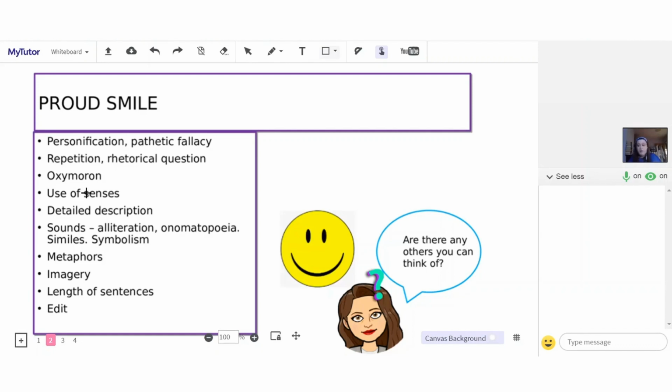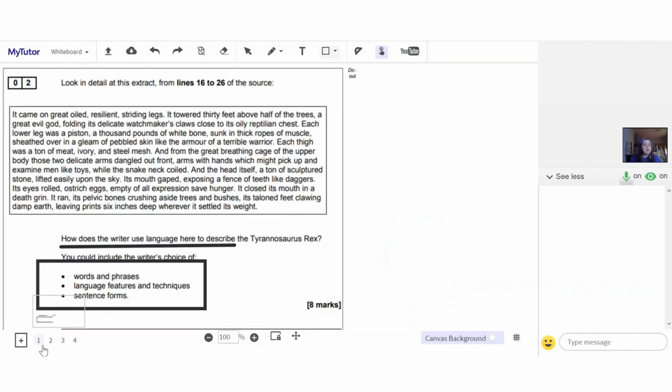So first thing that we need to do is go and look at this text and see what we can find. First things first, get out your trusty highlighter and go through and highlight what you think you could talk about. Here I'm highlighting "odd, resilient, striding", so that's a rule of 3. We've got "great evil God", which is a lovely one to talk about, and I'm going to give you what a good one looks like on it, which is a metaphor and an oxymoron, so a really meaty one to talk about there. We've got a bit of alliteration, "lower leg".